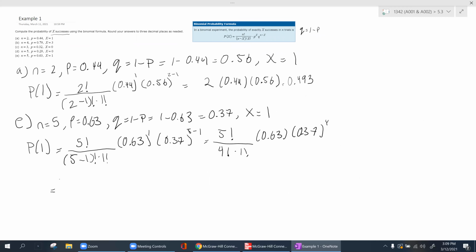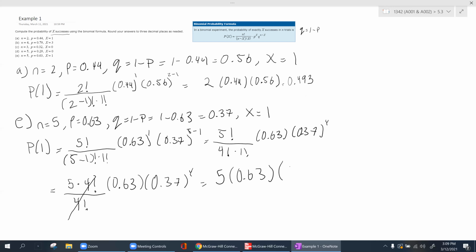What we said is 1 factorial is just 1. So pretty much right on that first fraction, I only have 5 factorial over 4 factorial. And we said in the last section, I could write this as 5 times 4 factorial over 4 factorial times 0.63 (that should be a 0.63) times 0.37 to the 4th. We know that these 4 factorials cancel, so I should just be able to plug in 5 times 0.63 times 0.37 to the 4th power.